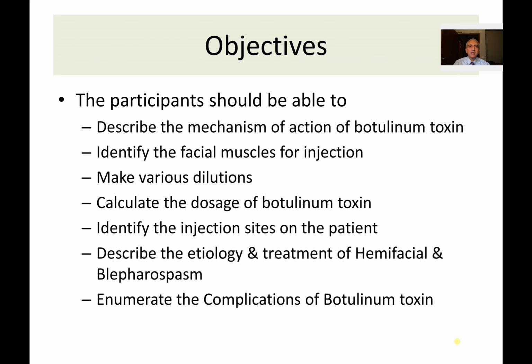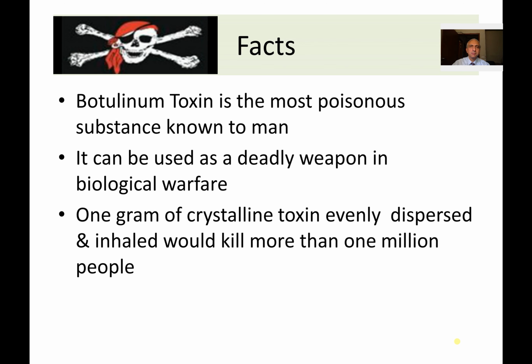The objectives of this course are that the participants should be able to describe the mechanism of action of botulinum toxin, identify the facial muscles for injection, make various dilutions, calculate the dosage of botulinum toxin, identify the injection sites on the patient, describe the etiology and treatment of hemifacial spasm and blepharospasm, and enumerate the complications of botulinum toxin.